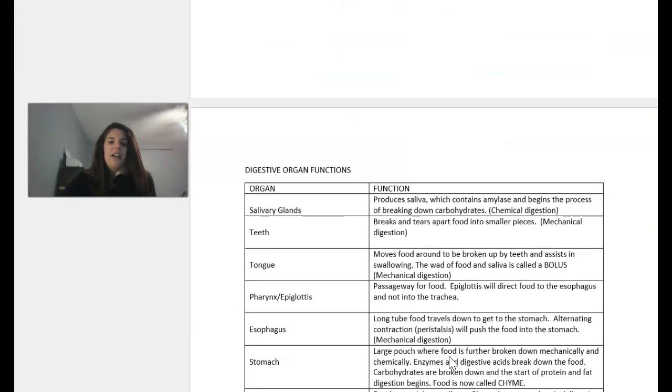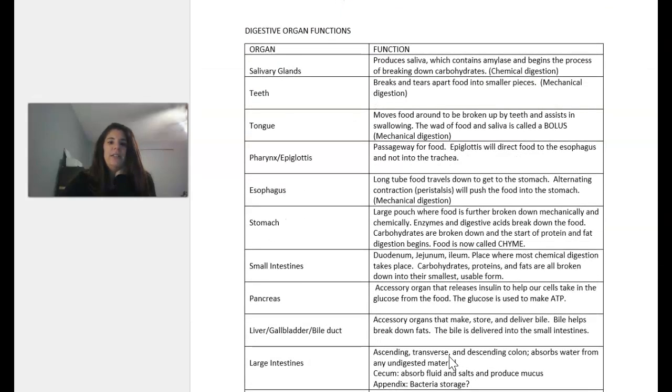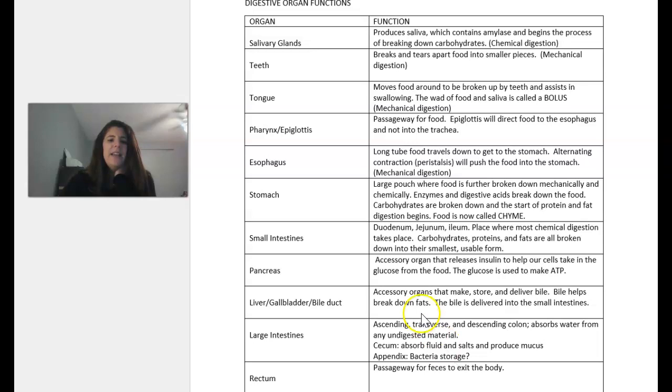If we look here at what these functions are going to be, again starting with the salivary glands, the function of your salivary glands is to produce saliva. Your saliva contains an enzyme called amylase, and this amylase helps begin the breakdown of carbohydrates, which is considered chemical digestion. It's the very beginning of it. There's not a lot of carbohydrate breakdown that occurs, but there is some chemical digestion.